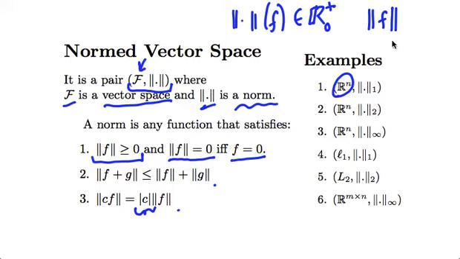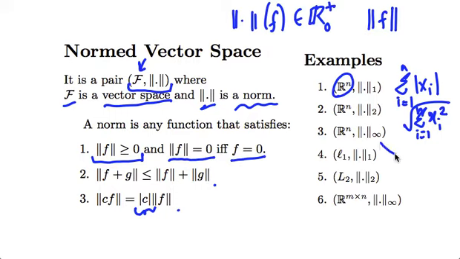If you're dealing with finite dimensional vectors, the L1 norm is just defined as the sum from i equal to 1 to n of mod xi. Similarly, the L2 norm would just be the square root of the sum from i equal to 1 to n of xi squared. And lastly, the infinity norm is just the max over all i of mod xi. So for the same underlying space Rn, we can now define three different norms.